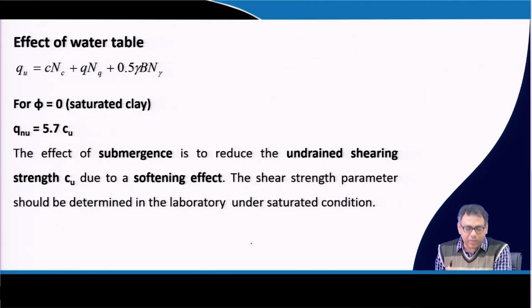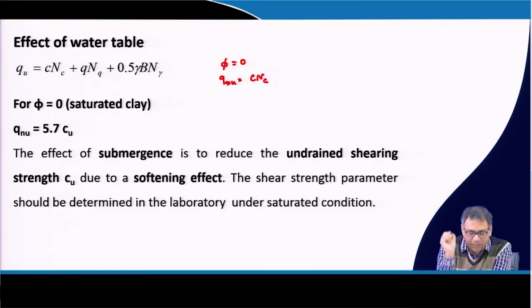Now, we can include the water table effect also, because in the originally developed equation, the water table effect was not incorporated. So we can include it, that is C Nc plus gamma Df Nq plus half gamma B N gamma. For clay soil, the net ultimate bearing capacity for phi equal to 0 involves only C and the alpha term. That means there is no unit weight.